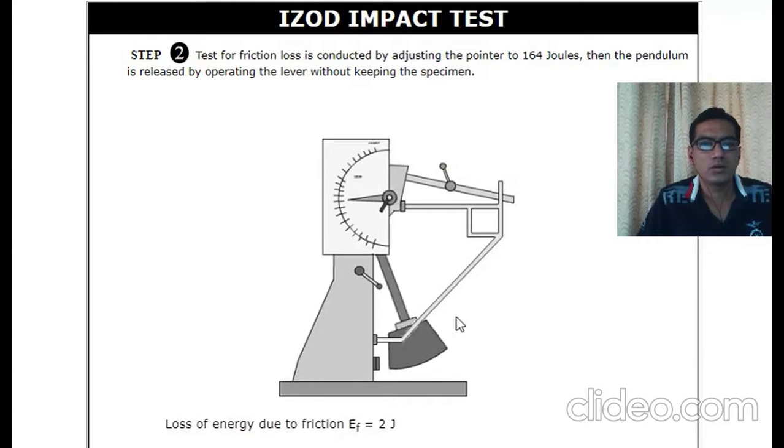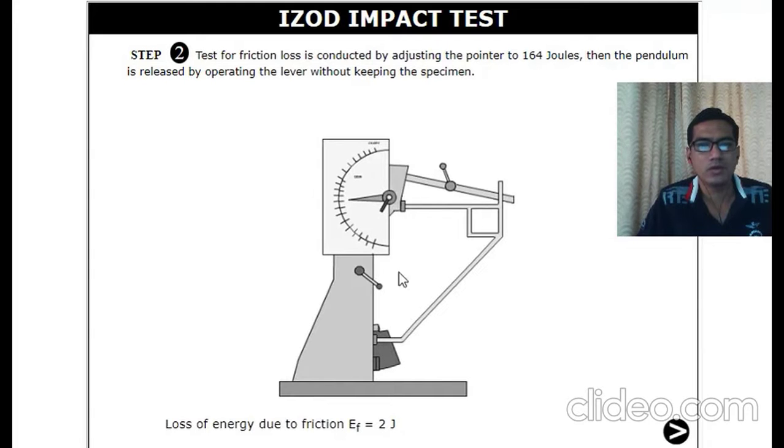Here the loss of energy due to friction is equal to 2 joule, meaning without a sample the loss of energy due to friction is equal to 2 joule. Go for the next step.